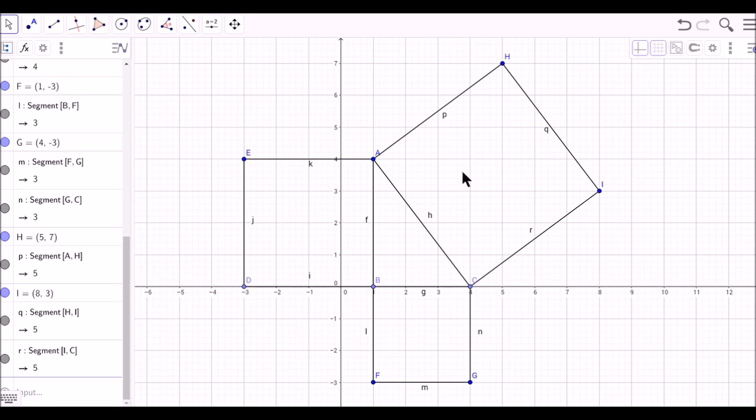5 times 5 is 25, so the area of this square is 25. And think about it, 9 and 16, the areas of those two squares, add up to be the area of that square. So this relationship holds true. Any triangle that satisfies a squared plus b squared equals c squared will always hold this to be true. The squares extended out from the two smallest sides, the areas of those two, will equal the area of this larger square. So that's where the Pythagorean theorem came from.